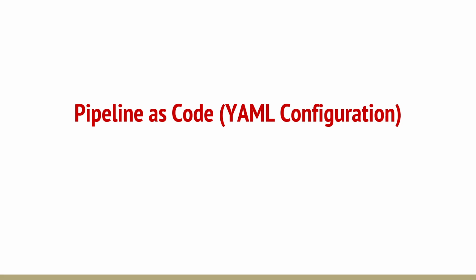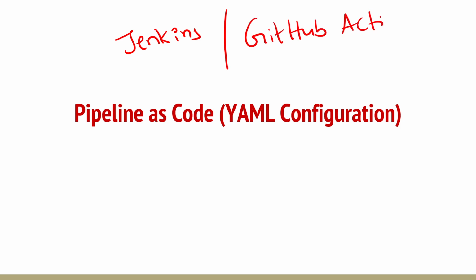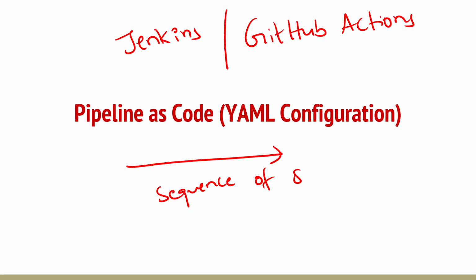Let's talk about pipeline as code, right? When you are talking about Jenkins or GitHub Actions, in both, the common thing is you are building a pipeline. A pipeline is basically a sequence of steps, or a sequence of jobs to be done. The first job could be making a build, the second job could be running some basic tests, right?